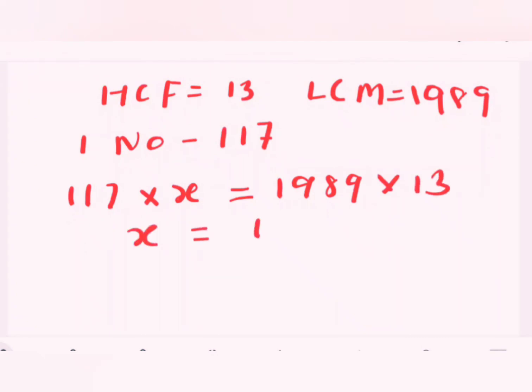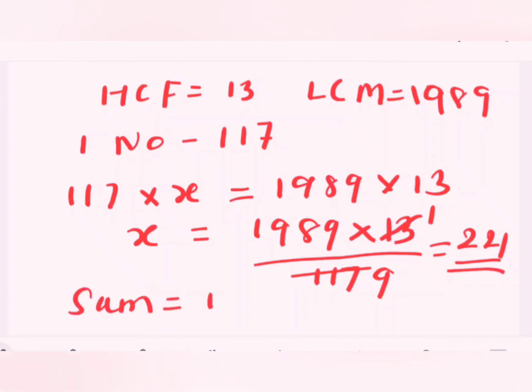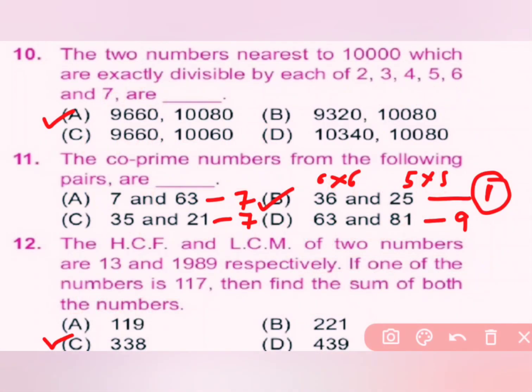X is equal to what? 1989 into 13 divided by 117. 13 ones are 13, 13 nines are 117 and 1989 divided by 9 is equal to 221. So other number is 221 and their sum means 117 plus 221 is equal to 338. So here C is the correct answer.